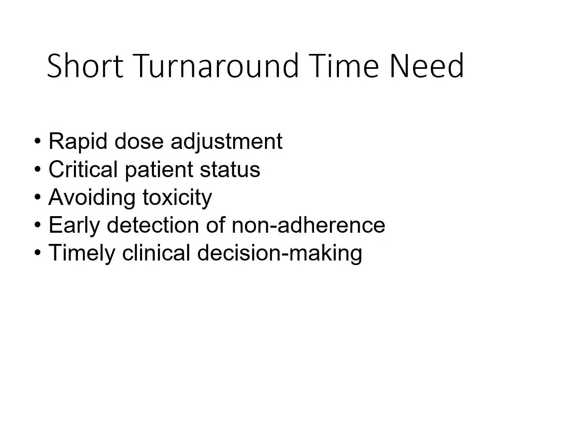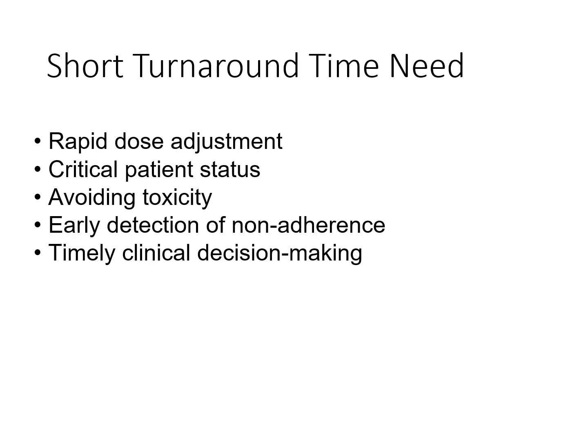So we have a short turnaround time need for therapeutic drug monitoring. So the turnaround time is the time from sample collection to reporting of results, which I'm sure you guys are aware of that. But we have rapid dose adjustment. So the reasons why we need this, right? So this is going to be especially important for drugs with narrow therapeutic windows like aminoglycosides or phenytoin. It's going to require a prompt adjustment to prevent toxicity or therapeutic failure.